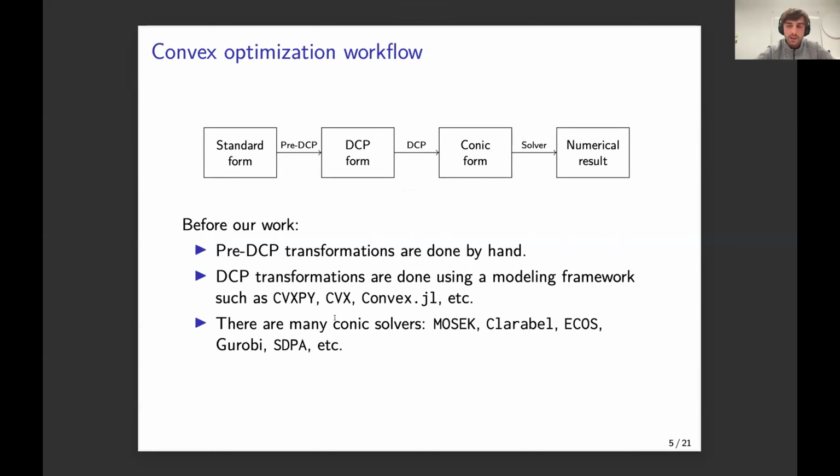Once it's in DCP form, there are frameworks that can automatically reduce it to conic form. And there are many frameworks that I list here. The most popular one is perhaps CvxPy. And once the problem is in conic form, I can send it to a solver. Again, there are many low-level conic solvers, such as Mosek and ECOS. Mosek is the one that we'll use in this work.